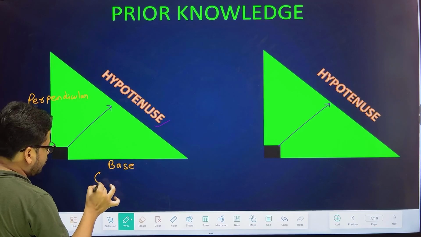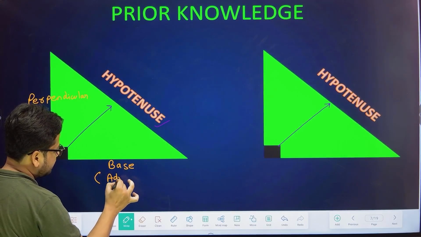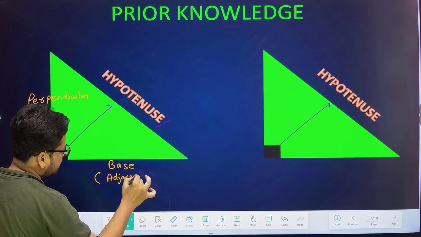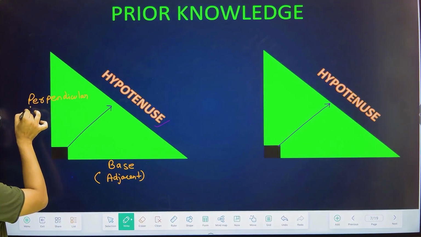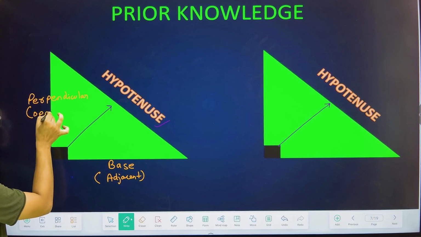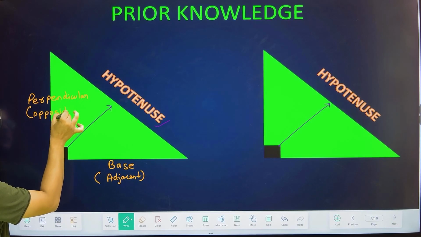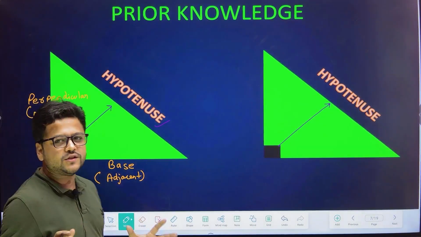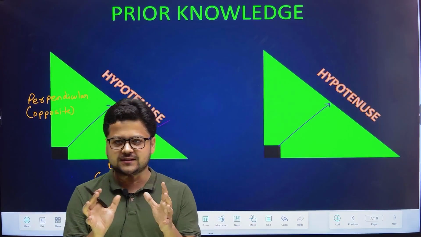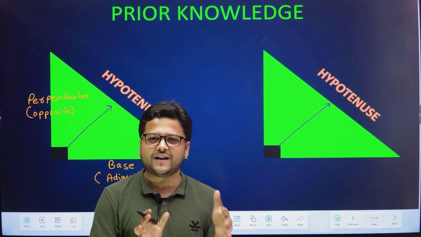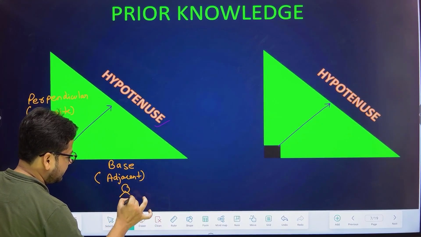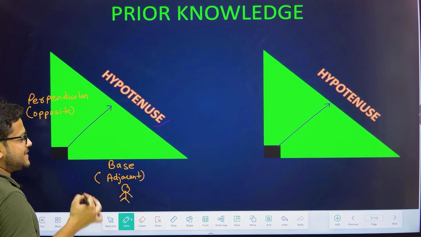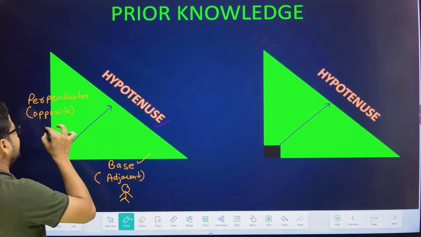Base is also called adjacent, and perpendicular is called opposite, correct? Yes, this is knowledge you know very well from grade 9 only. So, you just stand here and according to you, you can say this is base and this is perpendicular.